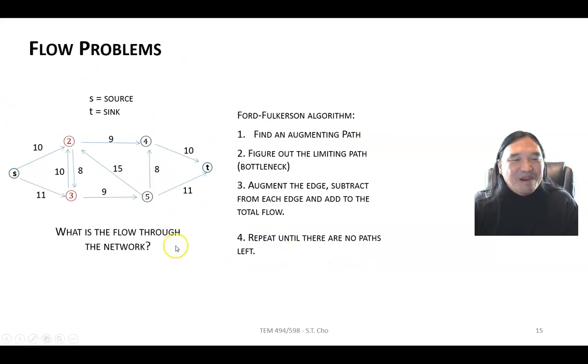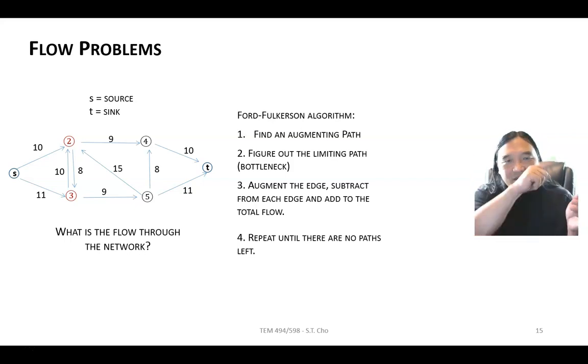How do I solve these kinds of problems? Some of these problems can get really big and complex, but they're actually pretty simple. They're actually kind of fun. The way you solve it is something called the Ford-Fulkerson algorithm, and there's just 4 steps to it. The first is figure out an augmenting path, meaning just find a path from the source to the sink.